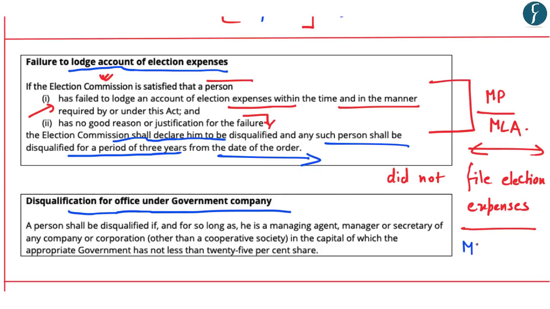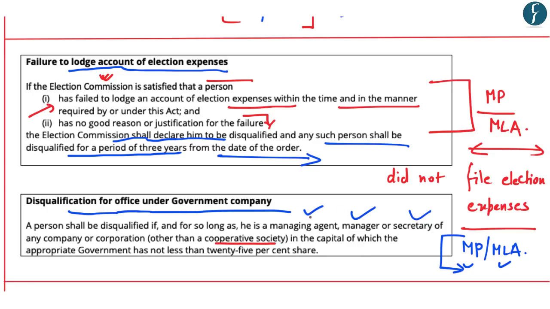Now, if a person is an MP or an MLA and at the same time he is also holding any office whereby he is a managing agent, manager, or secretary of any company or corporation of the Indian government, then in such a situation it will amount to disqualification of that MP or MLA. However, this will not include any cooperative society.